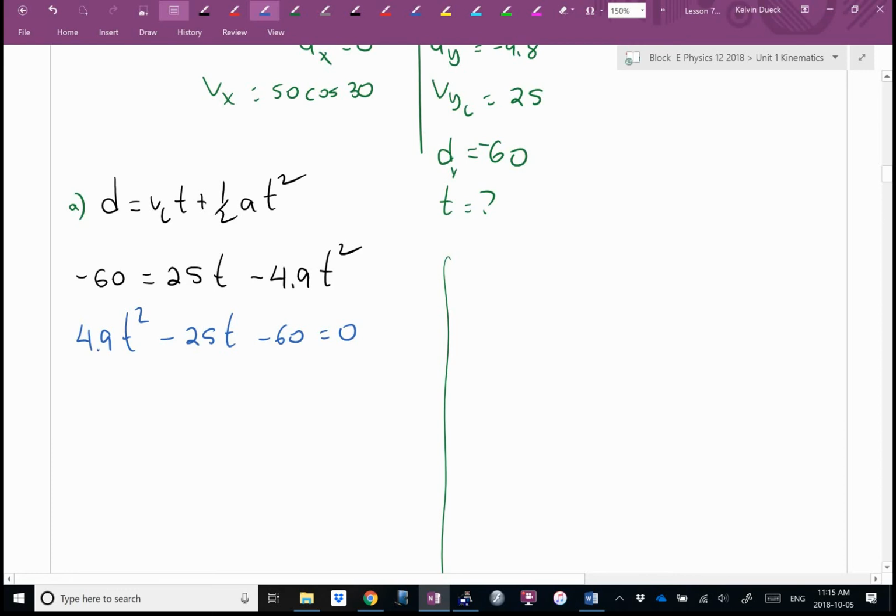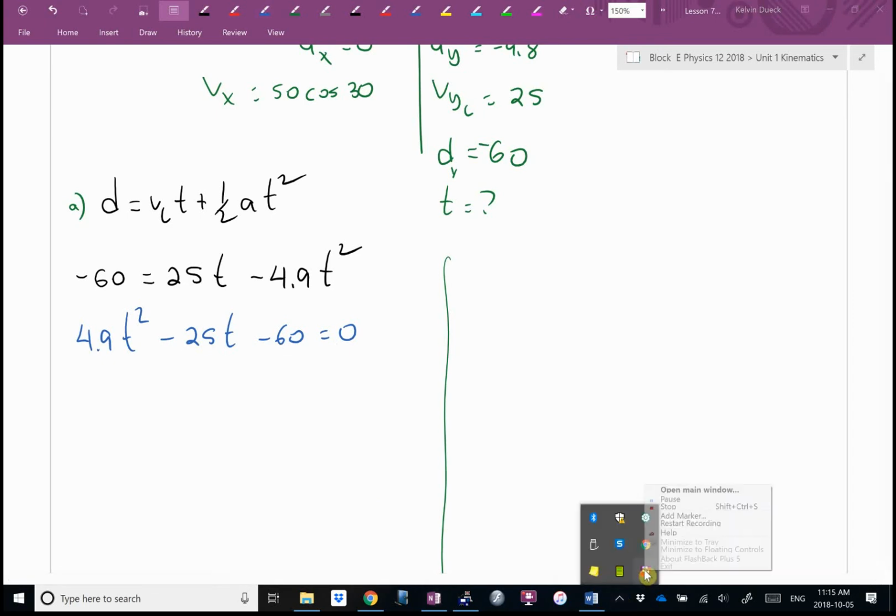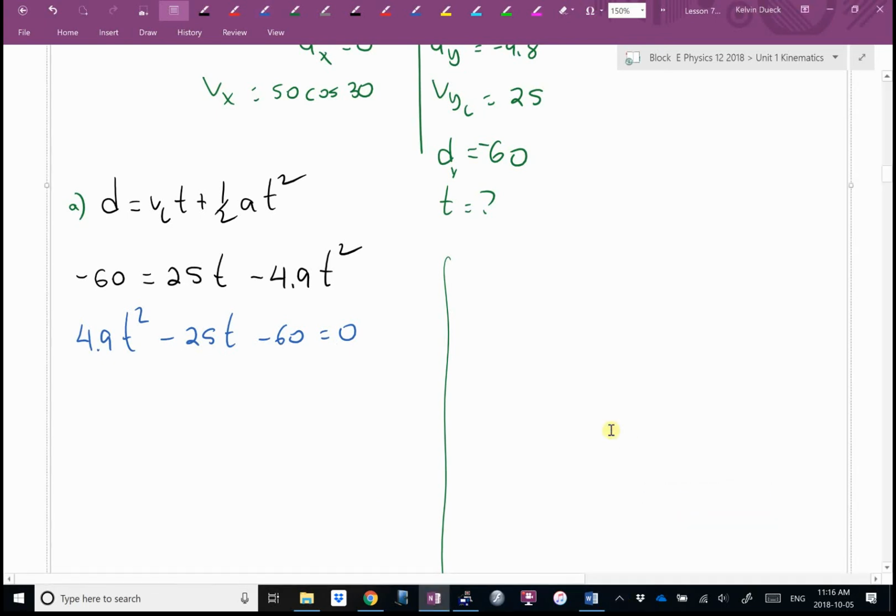Without looking at your formula sheet, can anybody rattle off the quadratic formula by raising your hand? You did the quadratic formula last year. Okay. Mr. Dueck wants maximum organization for minimum writing. You may notice a theme. It's how I do things. A, B, C. If you want to, you can write A equals 4.9 on a separate line, and B equals negative 25 on a separate line, and C equals negative 60. And your teacher probably made you do that last year, and that's fine when you're learning, but okay.